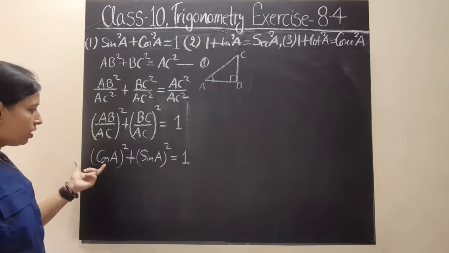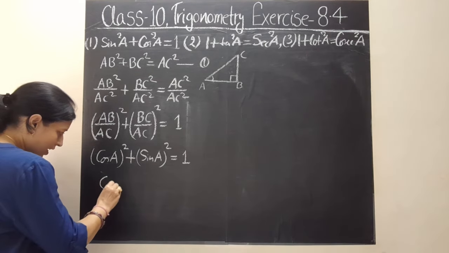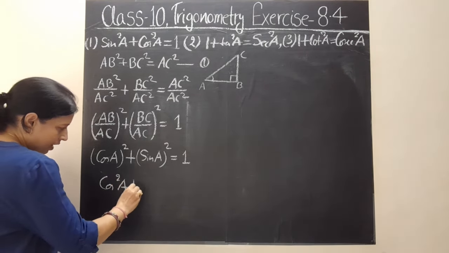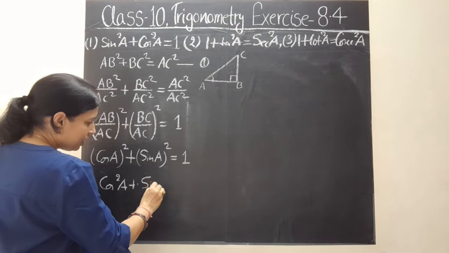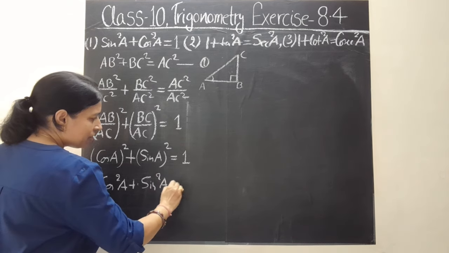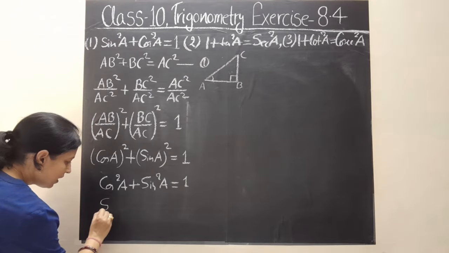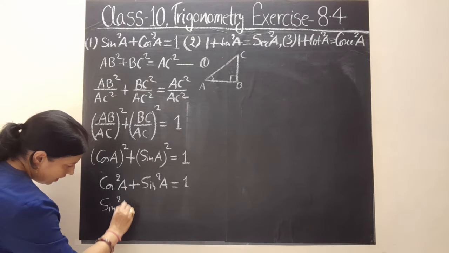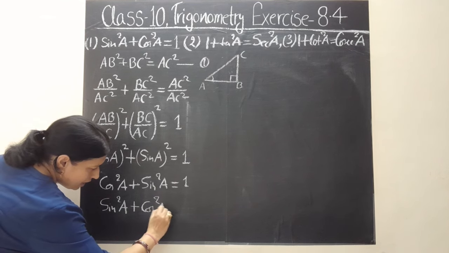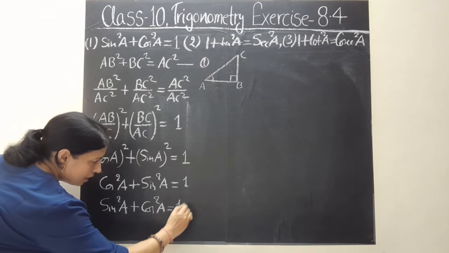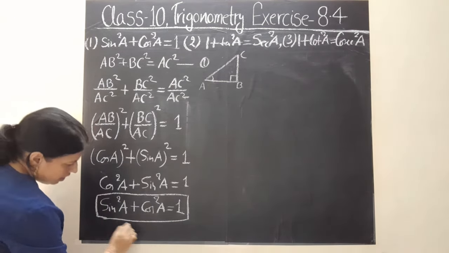Then it will be cos square A. Square of cos A will be cos square A and square of sin A will be sin square A. So write here sin square A is equal to 1. So finally we can write sin square A plus cos square A is equal to 1. This one is your first identity. This one is proved.